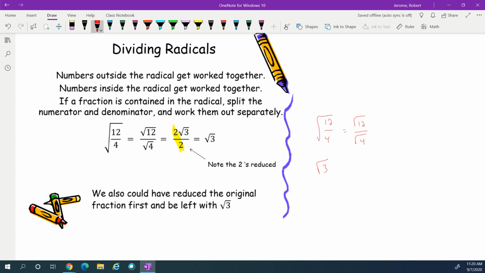It's just how you envision or how you step through the problem. Numbers on the outside work together, numbers on the inside work together. The only way to get out of the radical sign is by pairs or the buddy system. Otherwise, you have to stay in.